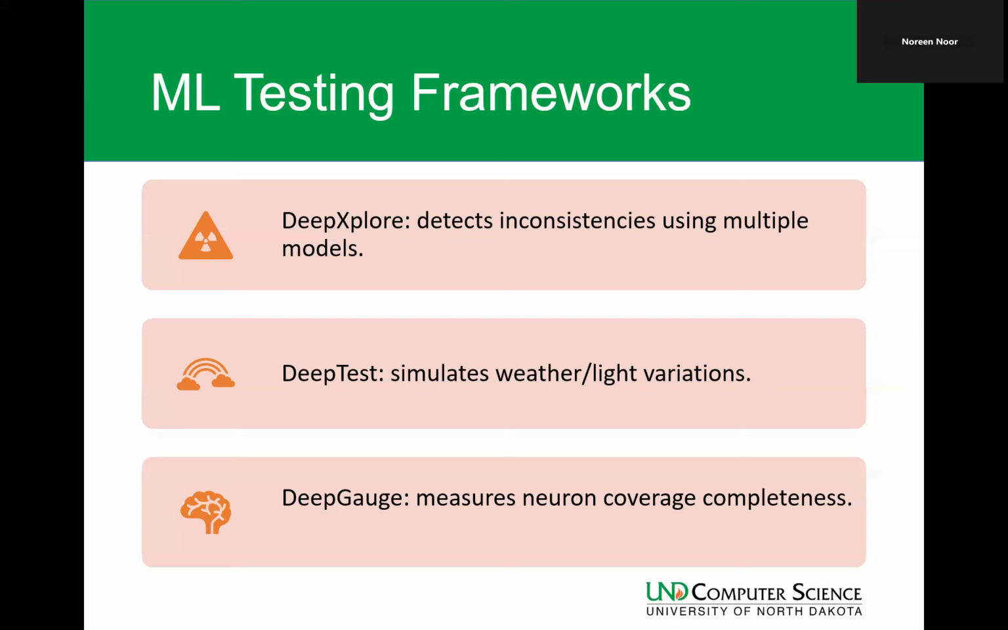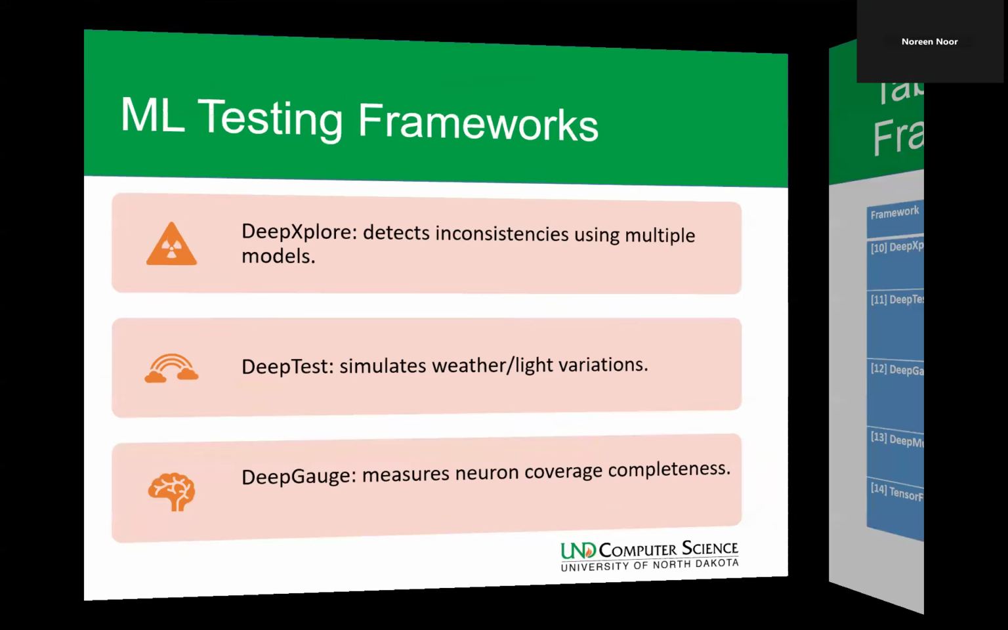And finally, the last one, Deep Gauge. It measures how thoroughly a model's neurons are being tested, kind of like checking how much of the system's brain is being exercised during evaluation. These are the frameworks which we can use to test all those machine learning models.